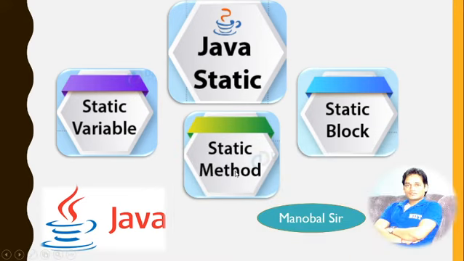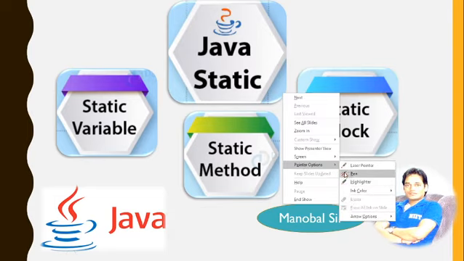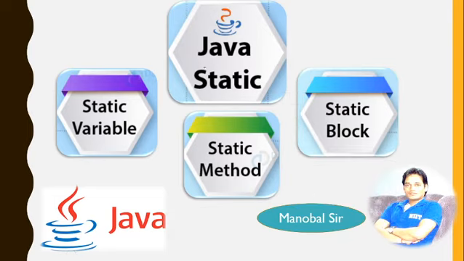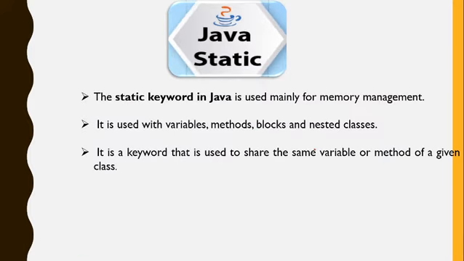Hello students, today I'm going to explain a very important topic: the Java static keyword. Why we use the Java static keyword and where we can use it, about that only I'm going to explain. We can use this keyword with variables, with methods, and with blocks. So let's explain each one by one.